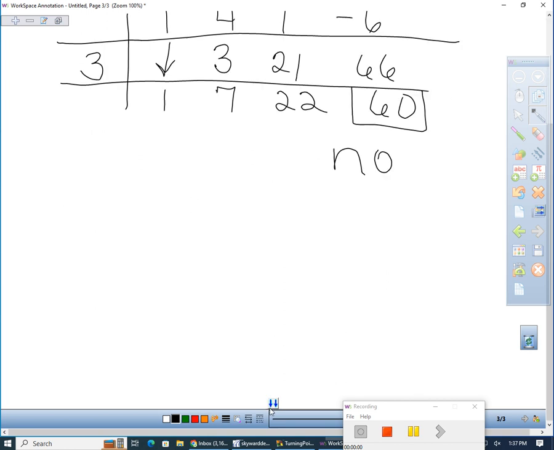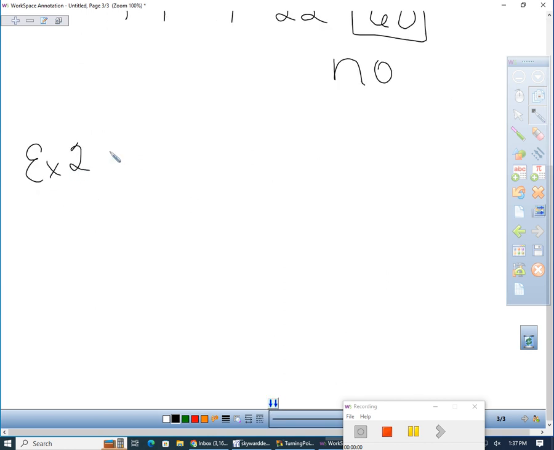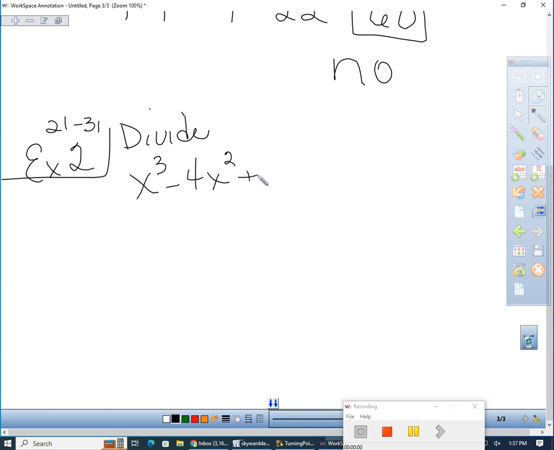Example number 2 is covering 21 through 31. I want you to divide. We are going to start with x to the third minus 4x squared plus 6x minus 4. And we're going to divide by x minus 2.